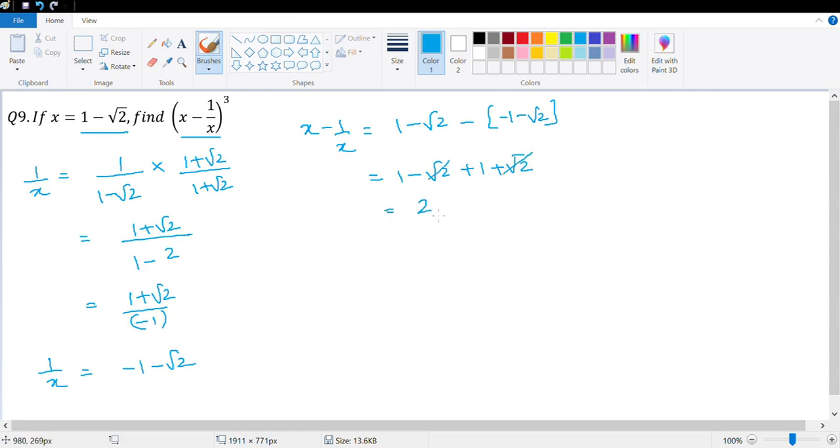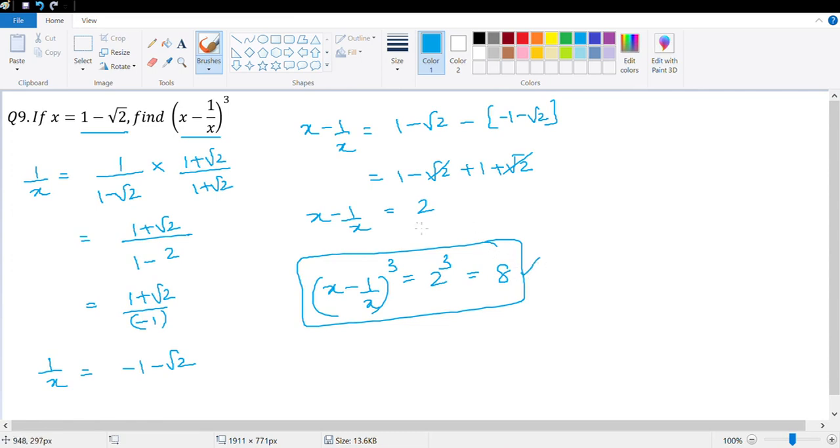So we are left with x minus 1 upon x is equal to 2. Now this part remains very simple. X minus 1 upon x whole cube would be equal to 2 cube, which is equal to 8. A very simple one, but first we needed to calculate x minus 1 upon x to get us the easier answer.